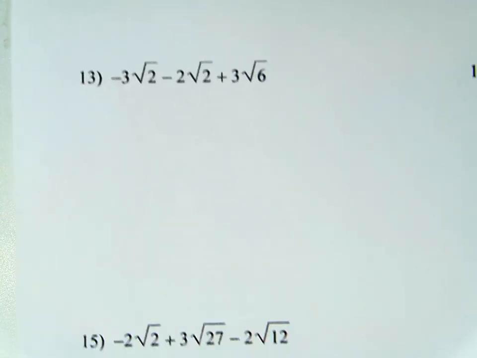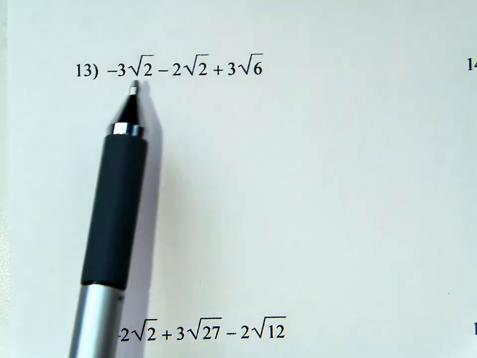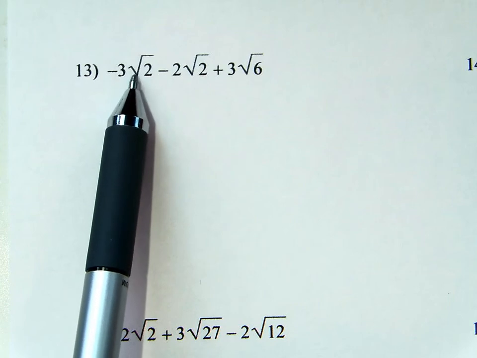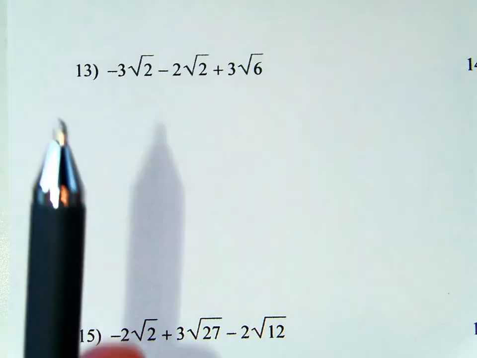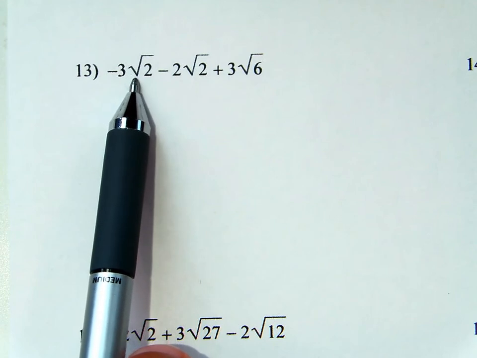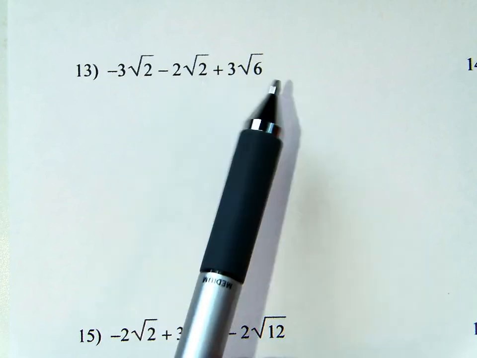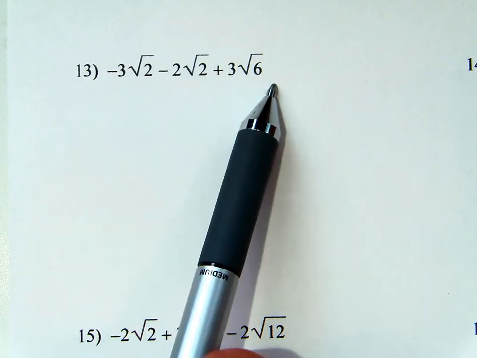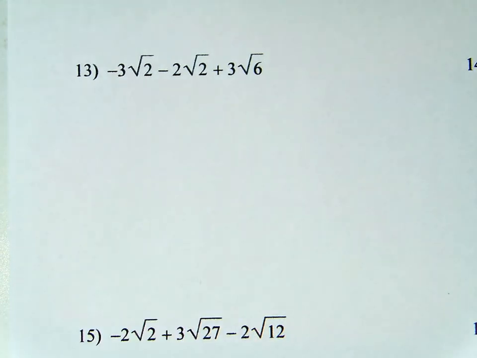13 and 15. And these we're going to combine radicals that are alike. So what makes a radical alike? It has to be the same type of radical, meaning it has to be a square root with a square root, or a cube root with a cube root. But not only does it have to be the same type of radical, it has to have the same number underneath the radical. So one of the things that you're going to want to do on these problems is simplify, just like we did before, if possible.